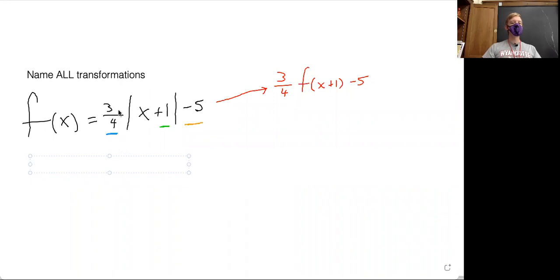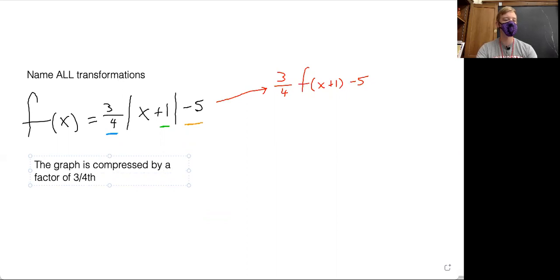So for starters, this 3/4 right here, we know that a number in front of our f is either going to be a stretch or it's going to be a compression. In this case, what do we have? Is this 3/4 going to be called a stretch, or is it going to be called a compression here? And why is it a compression? So we've got a number that's between 0 and 1. We've got a denominator that's bigger than our numerator here. So because it's a fraction between 0 and 1, we can call this a compression. So we can say the graph is compressed by a factor of 3/4.